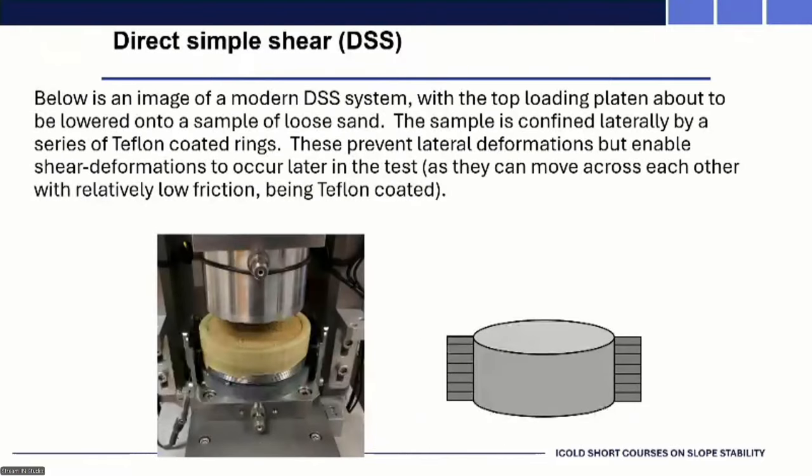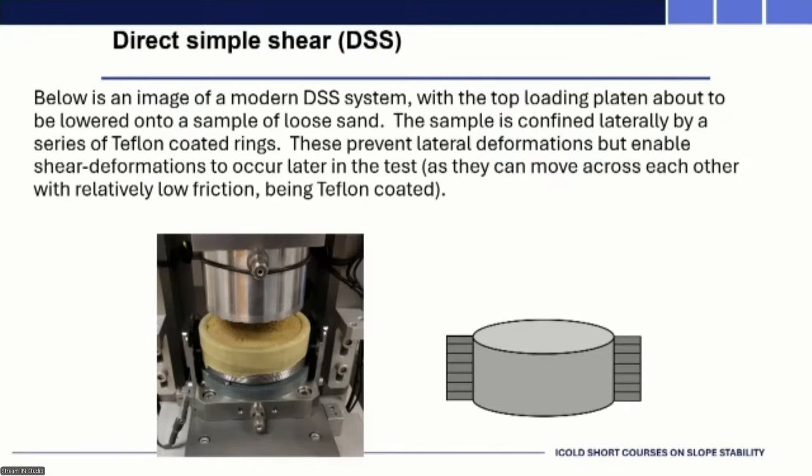Okay. So this is a DSS type device. You've got that base platen that can move horizontally. You see the sample there assembled with the membrane around it. It's a pretty thin sample, so it's quite convenient if you've only got a limited thickness of sample from your in situ sampling. About to be loaded with the top platen that will be applying the vertical stress.